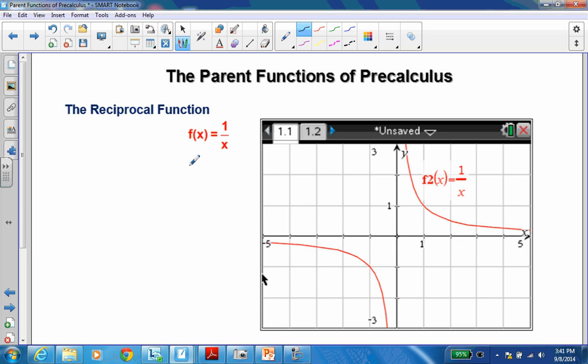Next, reciprocal function. F of x equals 1 over x. Okay, can we rewrite this function as a power of x? Can we rewrite this as x to the power of what? No, that's a different function. 1 over x is x to the power of what?